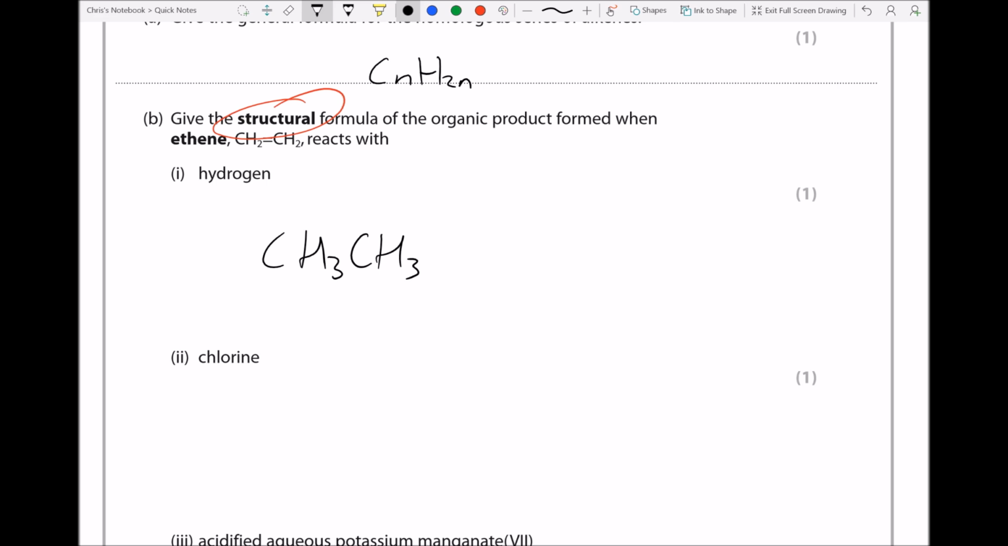Okay, next one is chlorine. Right, very similar to hydrogen, except instead of adding H2, we're going to add Cl2. So the structure is actually remarkably similar. CH2Cl, CH2Cl. Okay, make sure it's structural. Okay, we can't draw it any other way.